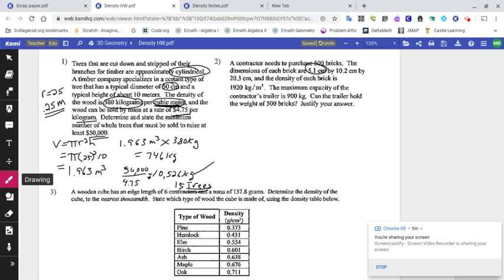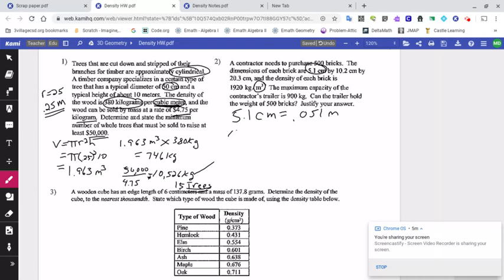Okay, centimeters. But the density is given in meters cubed, so I need to do this in cubic meters. Well, I know that 5.1 centimeters is 0.051 meters. I have to divide by 100 to get the number of meters. If I had 1 centimeter, that would be 1/100th of a meter, 0.01 meters. 2 centimeters would be 0.02 meters. So this is 0.051 meters.